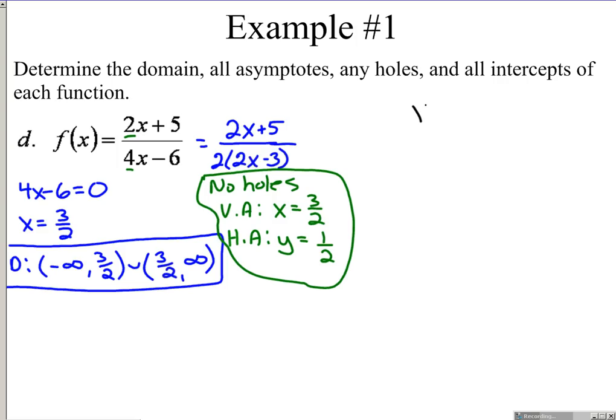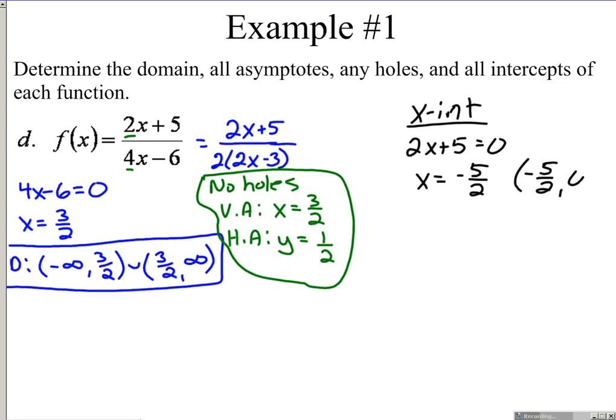Intercepts. X-intercept. Set the numerator equal to 0. 2x plus 5 equals 0. x is -5/2. So (-5/2, 0).